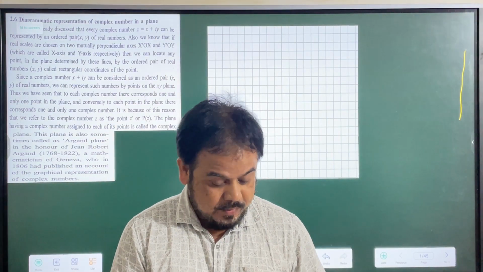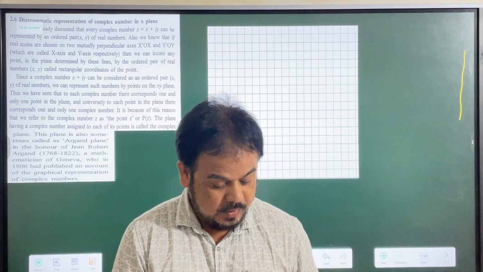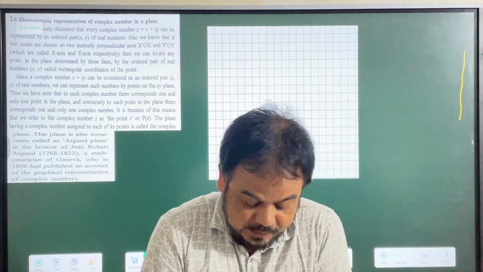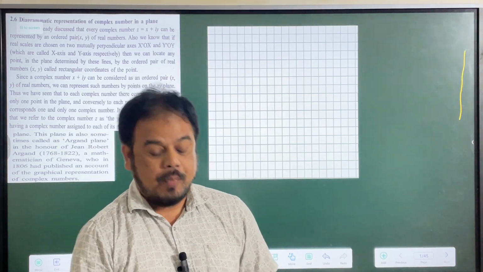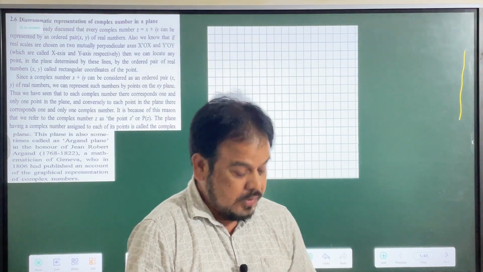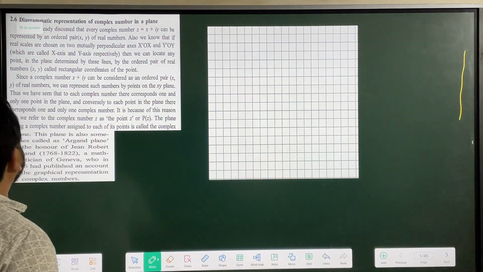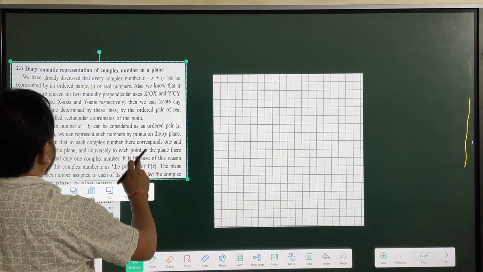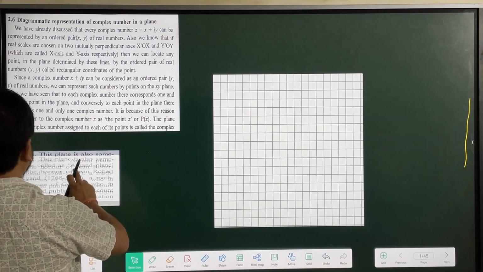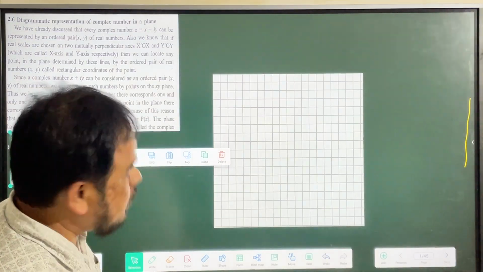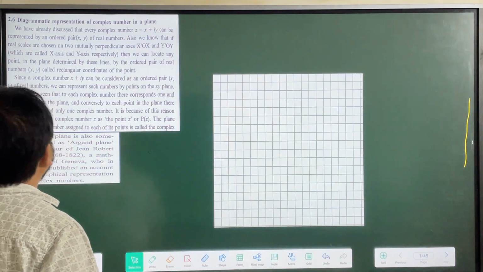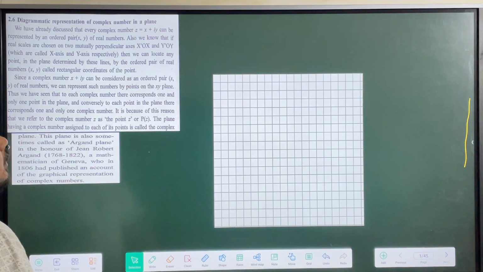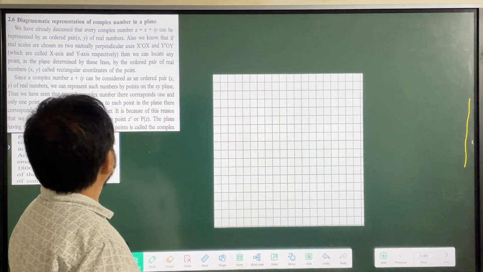So today for task 10 we are going to learn something about complex numbers which will be represented graphically, and also some of the properties of complex numbers. So let us start. That is 2.6, which is page number 64. So here is some graphical representation of complex numbers.